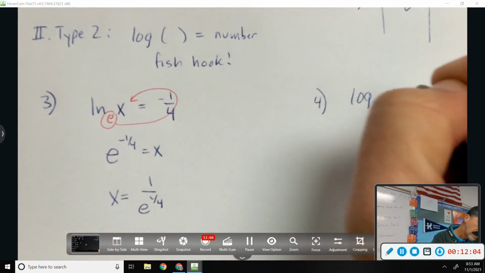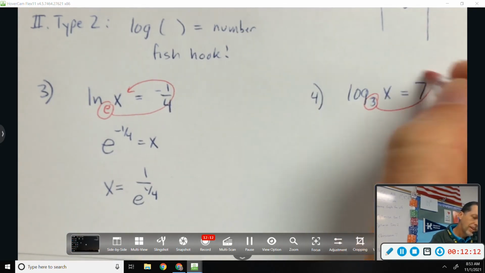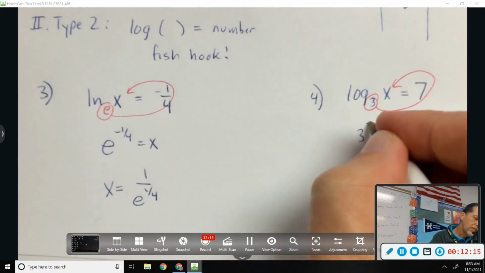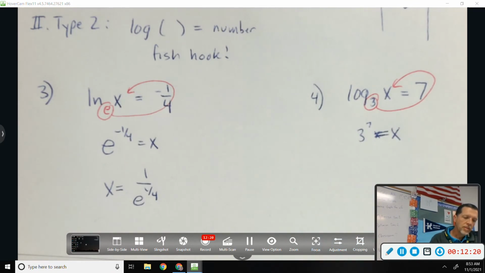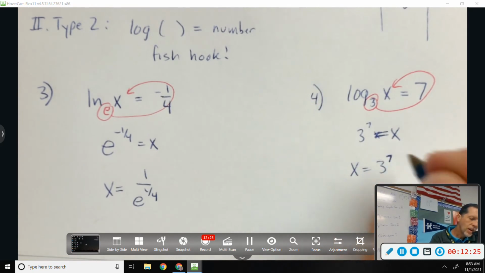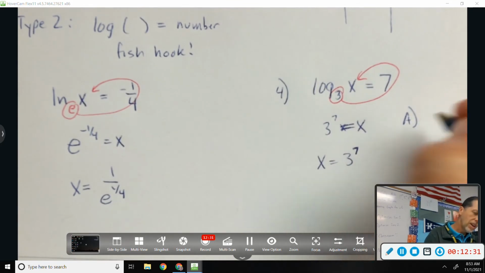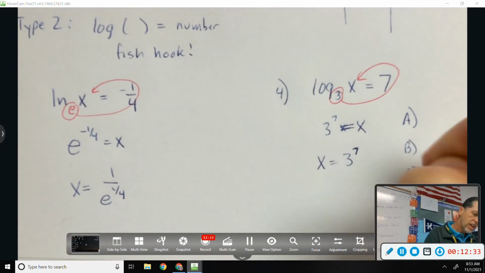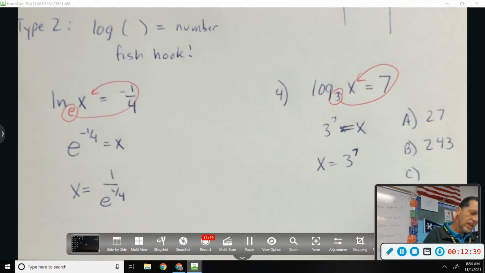Log base 3 of x equals 7. That's 3 to the 7 equals x. Whoops, 3 to the 7 equals x. Do we have to solve that? I'm going to say no. If it was a multiple choice test, I mean, if we had a calculator, your answer choices would probably all be powers of 3. I don't know what the next one is. We'll do it that way.